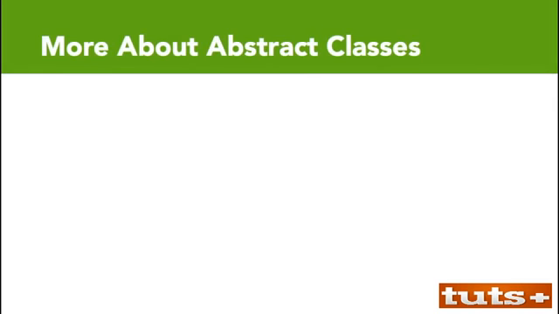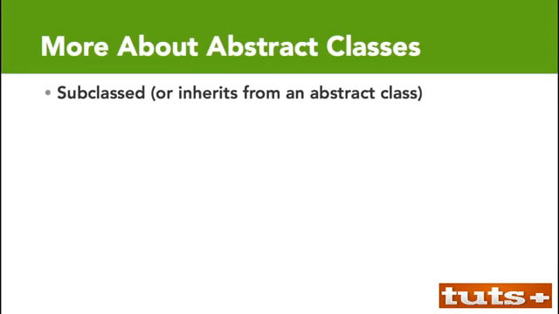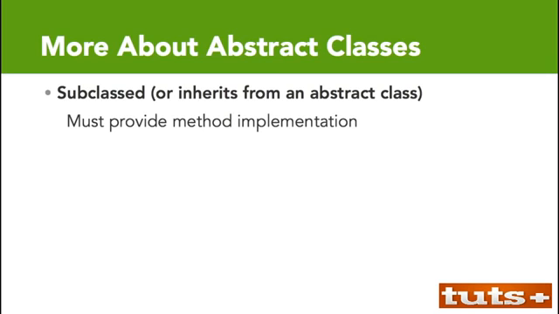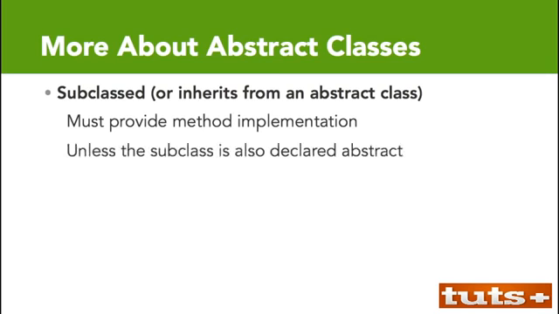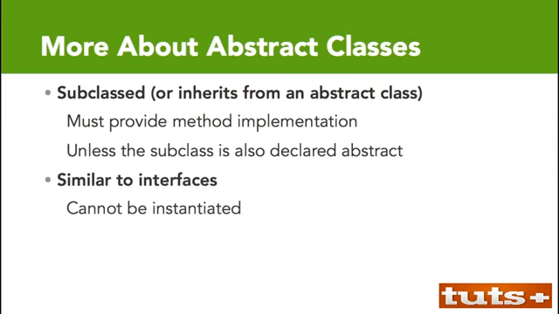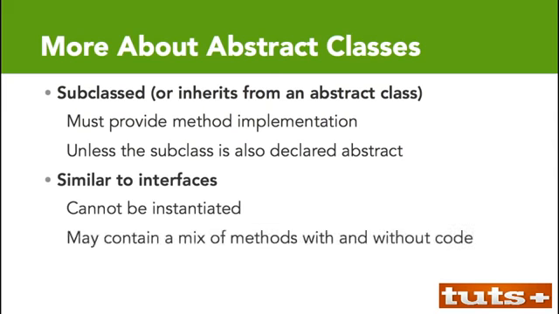So what happens when a class inherits from an abstract class? The subclass must provide the implementation for all the abstract methods that are in the parent class. If it does not, it must be declared as abstract also. Abstract classes are similar to interfaces. Once again, you cannot instantiate an interface, and an interface may contain a mix of methods that are with or without code. When we worked with the geometry class earlier and we had a Shape class, it was an abstract class. Let's go back to that.